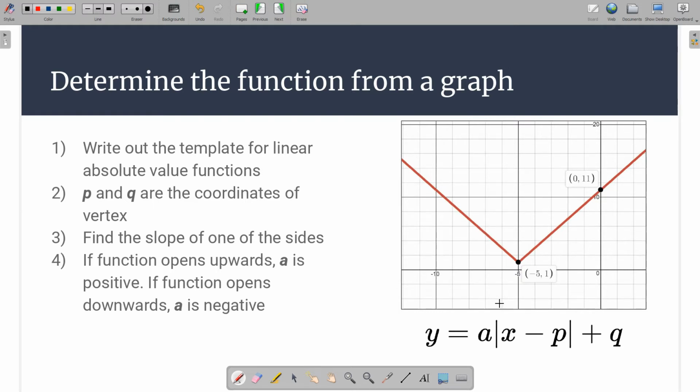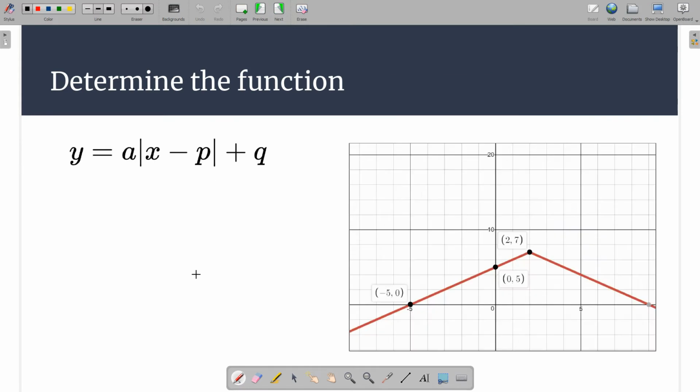Once you've gotten that, you just need to know where your vertex is and plug the vertex directly in for p and q. For these questions, you have to be either given the vertex in terms of the graph or explicitly told where it is in order to figure out what the absolute value function is. You can't just be given a piece of a graph and be told that it's an absolute value function without more information as to where the vertex is occurring. And what I just said out loud is essentially what this is saying here.